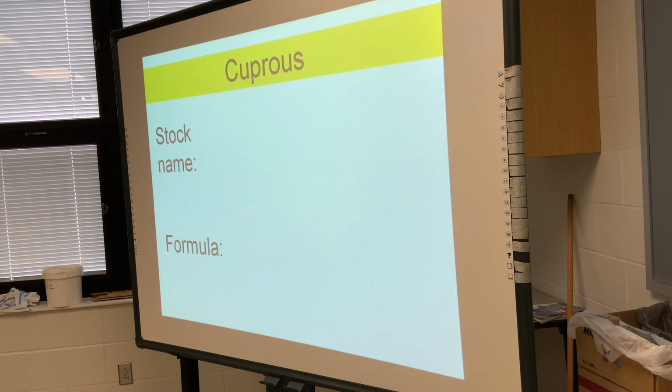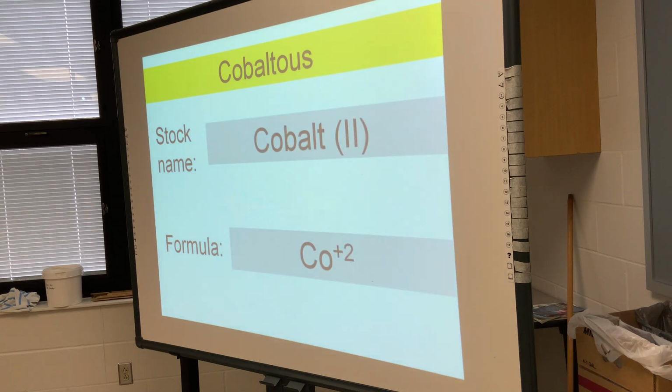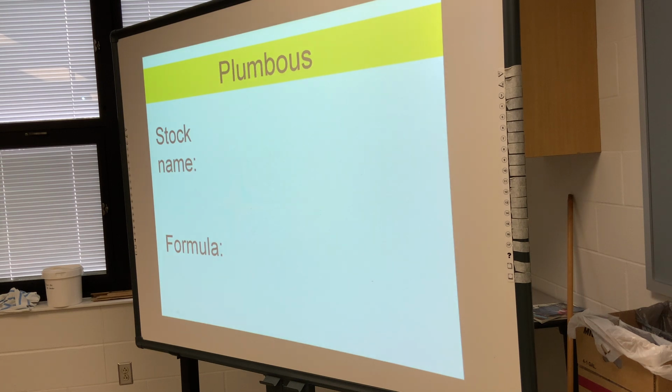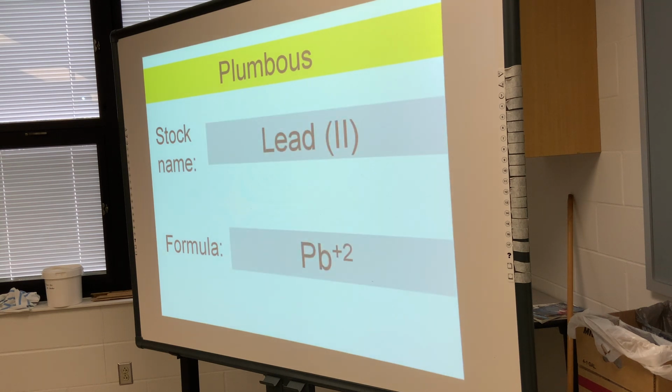Two charges for copper, 1 and 2. Which one is this one? The lower one, Cu positive 1. Two charges for cobalt, 2 and 3. Which one is this one? Co positive 2. Two charges for lead, 2 and 4. Which one is this one? 2. So this is lead 2, Pb positive 2.